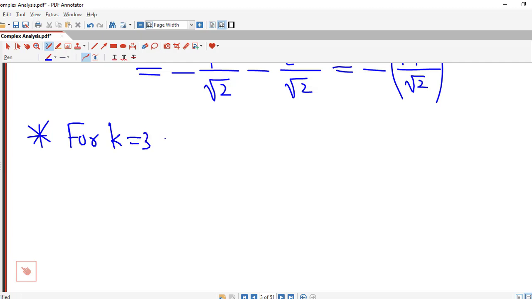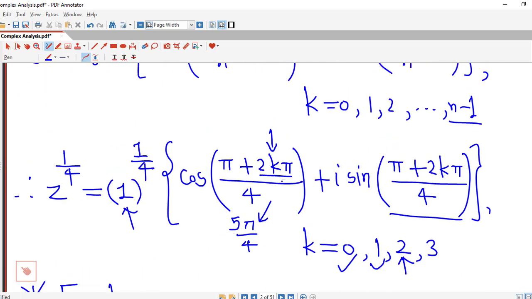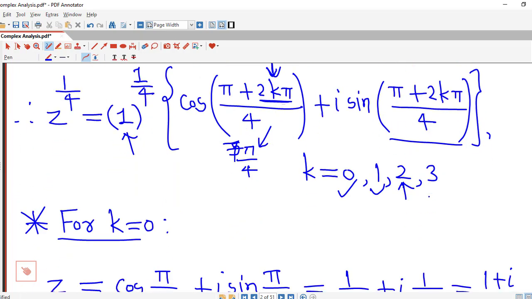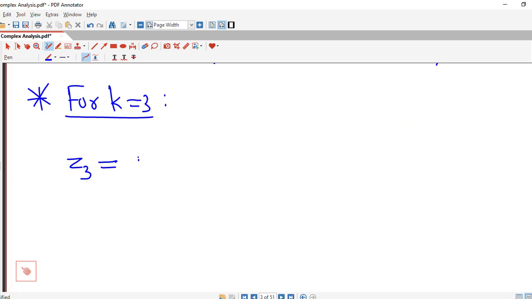So for k equal to 3, the root will be denoted by z suffix 3, and we put k equal to 3 here. So if we put k equal to 3, we have 2 into 3, 6 pi plus pi, that is 7 pi by 4. So for k equal to 3, we have z3 equal to cosine of 7 pi by 4 plus i sin 7 pi by 4.